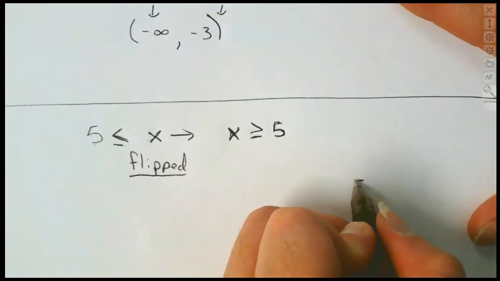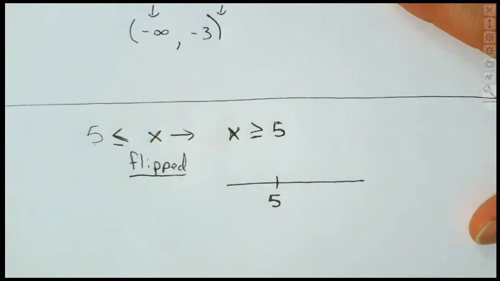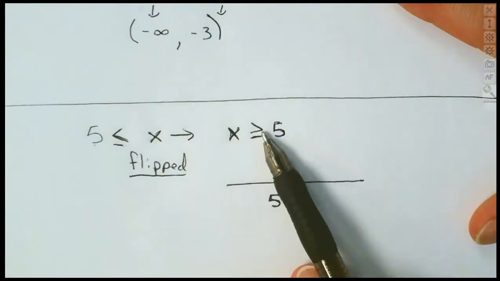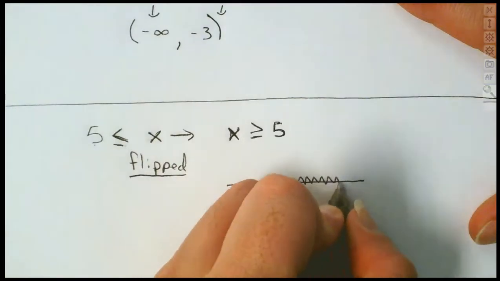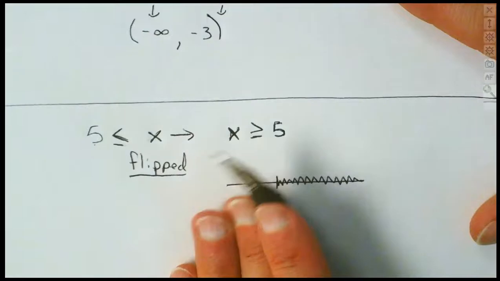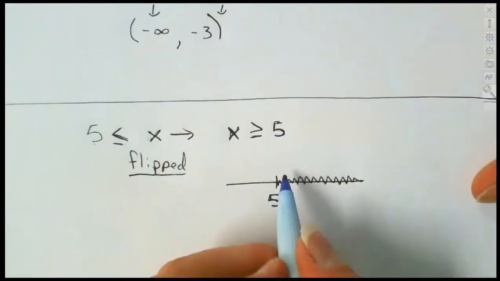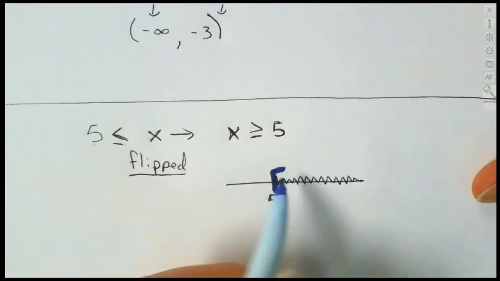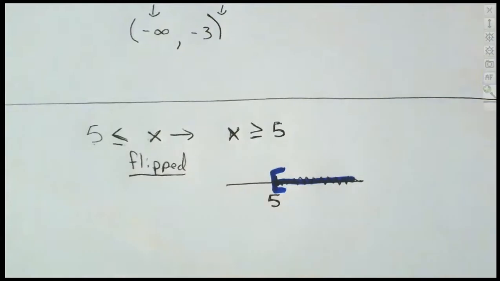What does this look like on our number line? Here's our 5. My x is on the left. Which way does it point? Okay. X is on the left. It's pointing to the right. So that means we're going to go ahead and shade to the right. Greater than or equal to. So that means we get a square bracket. And it goes to the right. Whenever it goes out to the right, what does it go out to?